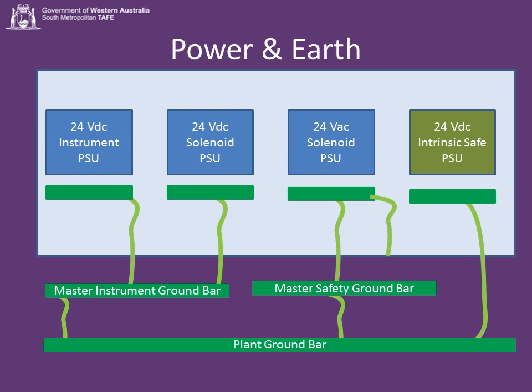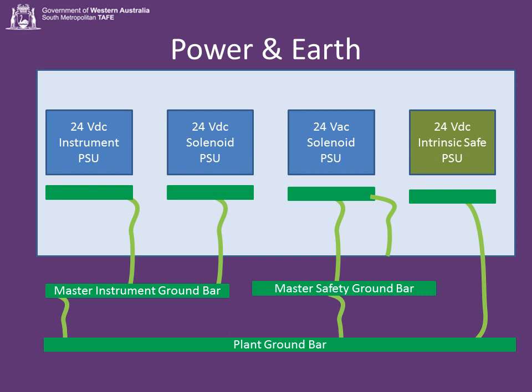If you're in an intrinsic safety area, I should have said, the DC earths are all connected to the master instrument ground bar, and that has its own connection to the plant ground bar. The AC earth goes to its own master safety ground bar, and that has its own connection to the plant ground bar. If you're in an intrinsic safety area, you have some intrinsically safe instruments, that has its own earth, and that is independently connected to the plant ground bar.